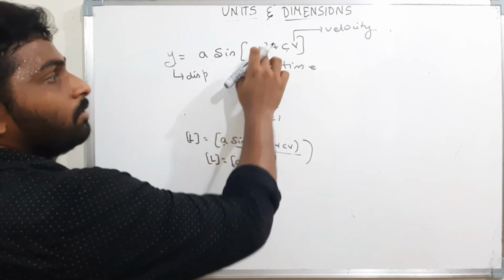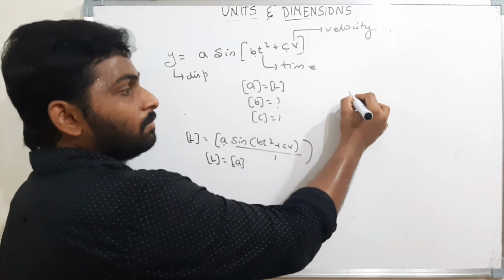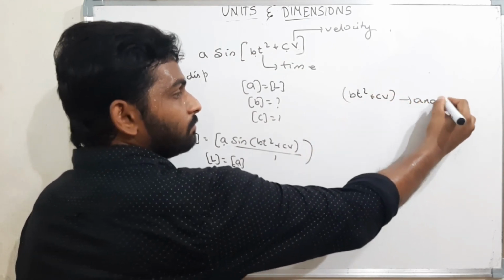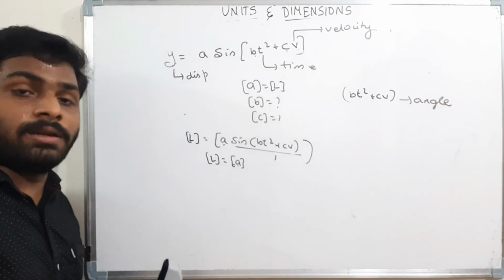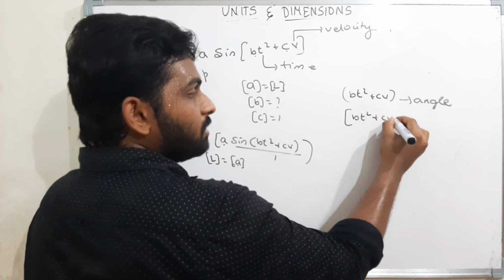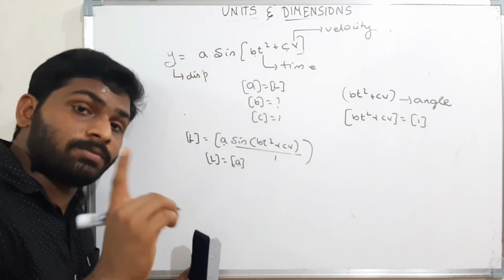How can I find the dimension formula for b? Now, inside the sine, what is this? bt square plus cv is nothing but an angle. What is the dimension formula for an angle? The dimension formula for an angle must be equal to 1. So for bt square plus cv, the dimension formula is 1.